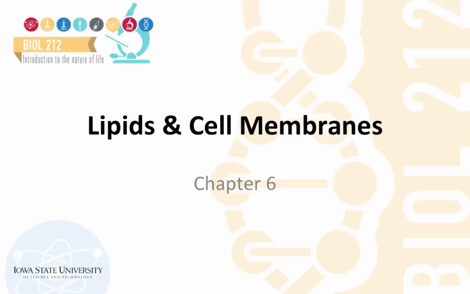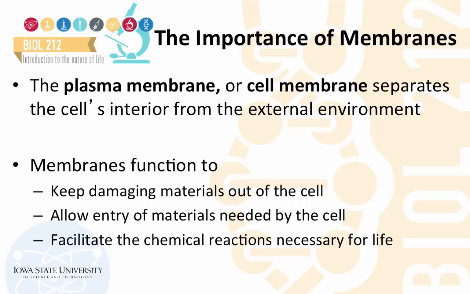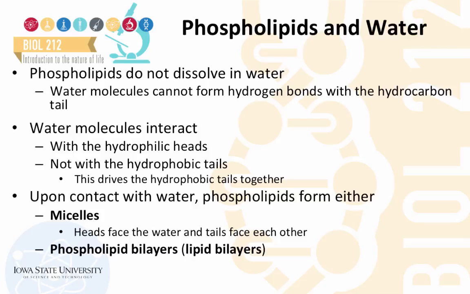In this video, we'll learn more about lipids and how they come together to form cell membranes. The plasma membrane surrounds the cell and is responsible for separating the cell's interior from the external environment. Some important functions of membranes are to keep damaging materials out of the cell, allow entry of materials that are needed by the cell, and to facilitate the chemical reactions necessary for life.